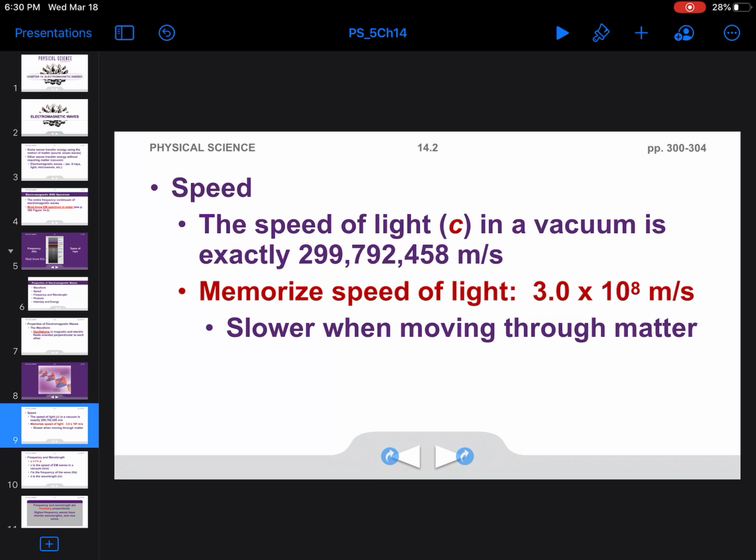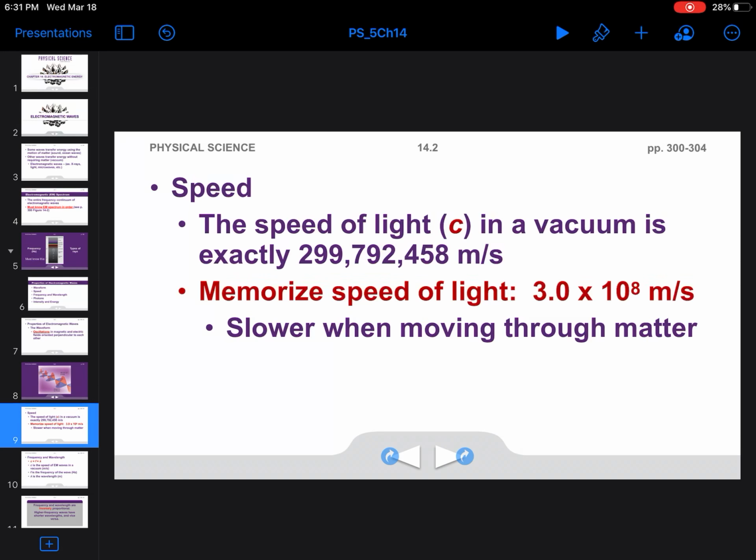Memorize the speed of light. You must memorize this speed of light here: 3.0 times 10 to the 8th power meters per second. You must know that. It will be on a quiz, I'm sure. So mark that, remember that, and be sure to know that for the quiz.